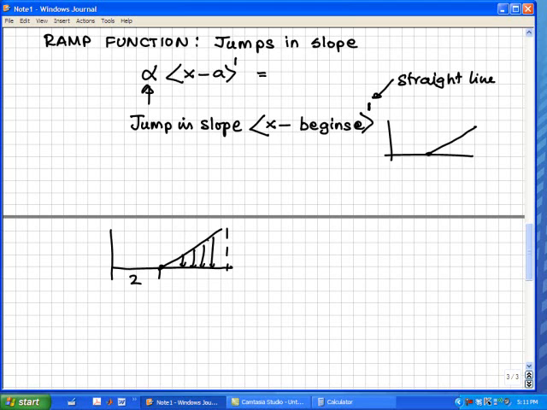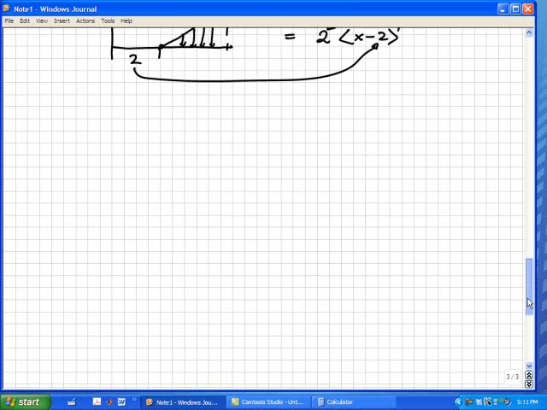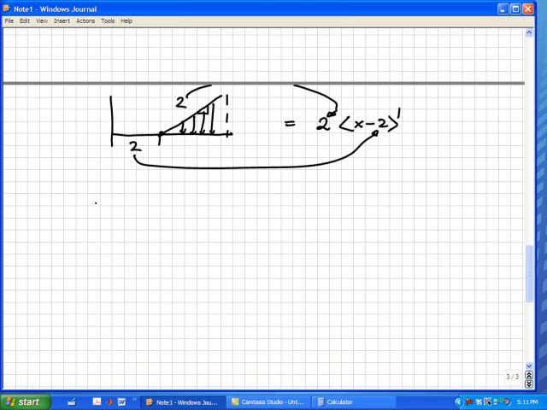The slope is actually 2 units. So then this will be 2 times x minus 2 to the power 1. So this thing goes here, this slope goes here. So I hope you got the idea. So let's try something more ambitious. Now I want to try like that, like that, like that.